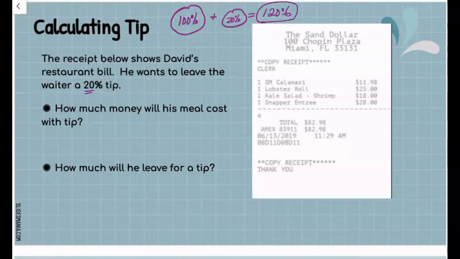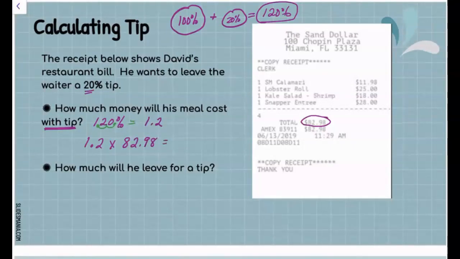We find out that David went to a restaurant and spent $82.98 on some calamari and lobster roll and shrimp and snapper, yummy, yummy. And the total amount that this meal will cost, including the tip, will be 120%, as I said above. And to make that into a decimal, we take our invisible decimal point at the end of a number and we move it over twice. So that's going to be 1.2 as a decimal.